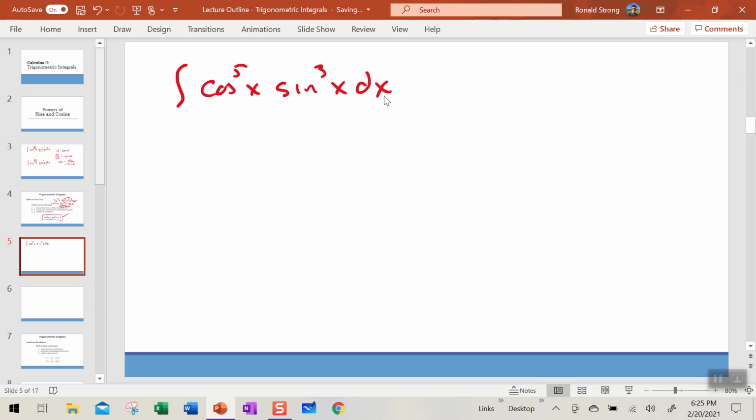Now they're both odd, so it doesn't matter which one we go with. Remember, we're looking for an odd powered term. I would always go with the lowest powered odd powered term, which would be sine cubed. And so what we're going to do is simply take the sine cubed and change that into sine squared x times sine of x. And we're going to write the rest of it down.